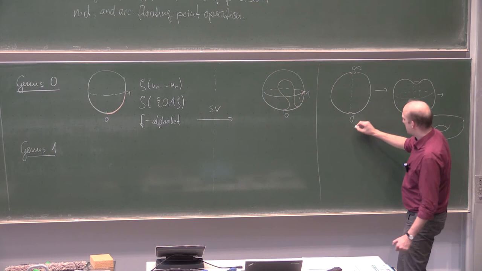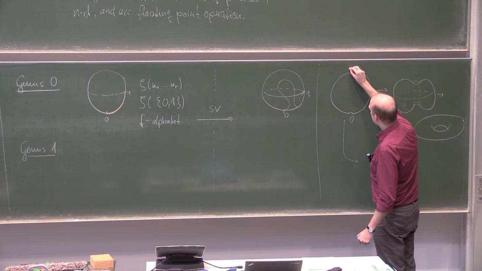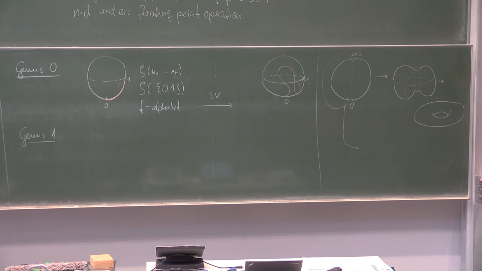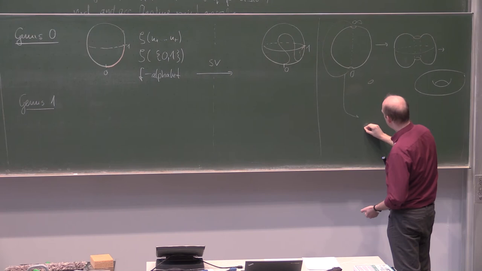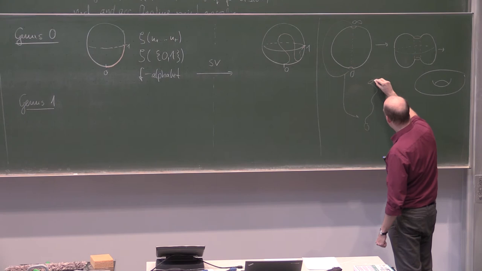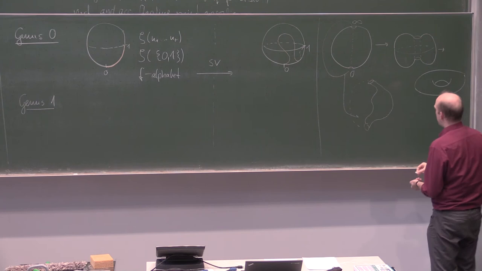Nobody told me that I need to connect it that way. I could also take these two little circles and connect them the other way around. That is, I can just deform my sphere differently and have two little circles here, and then do something like that. So I stretch the sphere and I end up with a torus again.